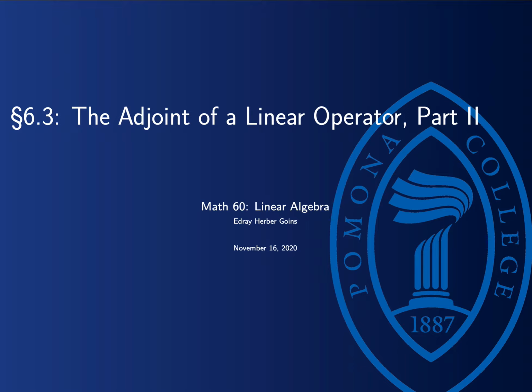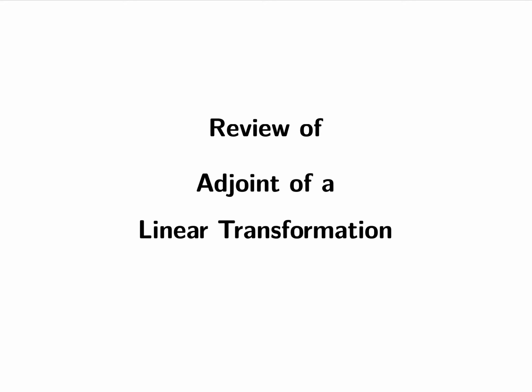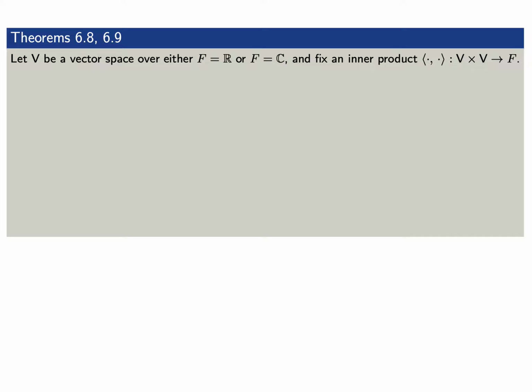Hello. Today, we finish up our two-part series on the adjoint of a linear operator. First, let's review some concepts from before. Let V be a vector space over either the real numbers or the complex numbers, and let's fix an inner product. We have two statements.